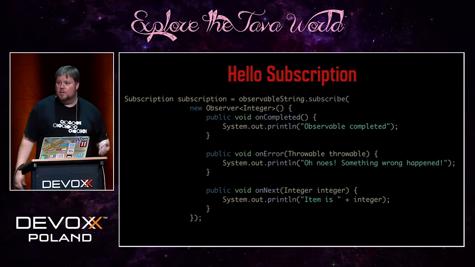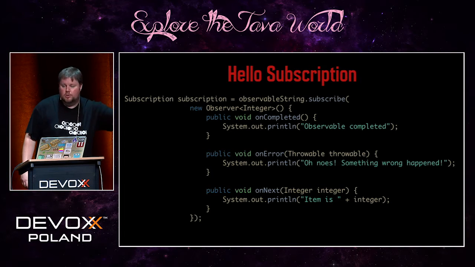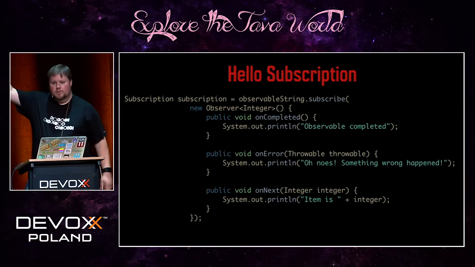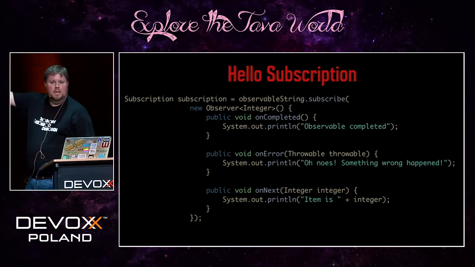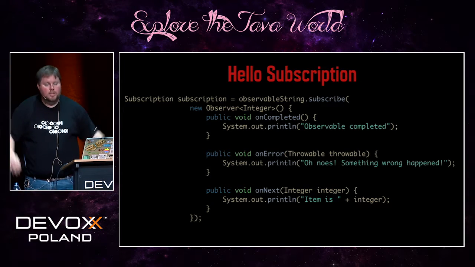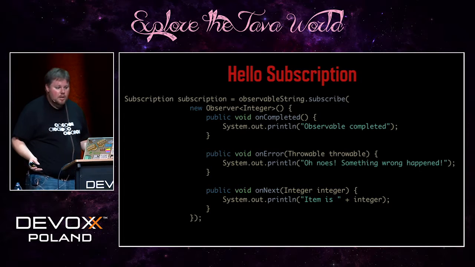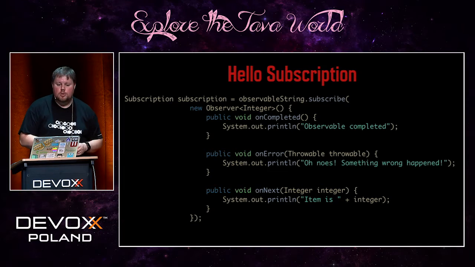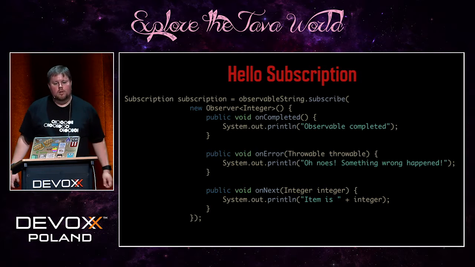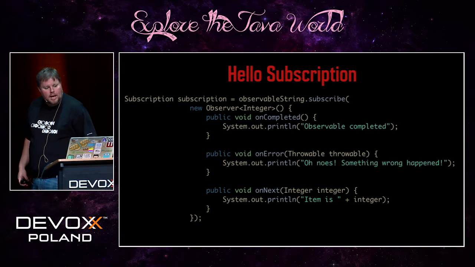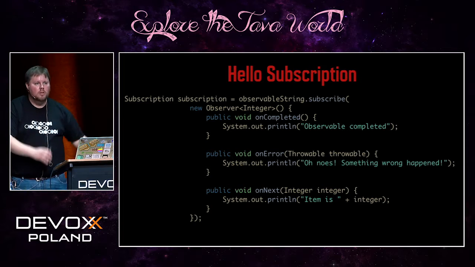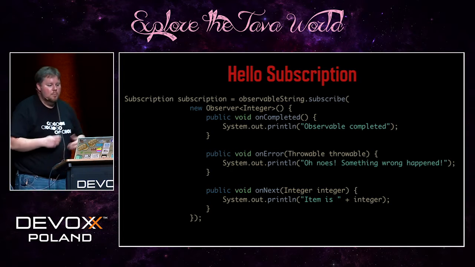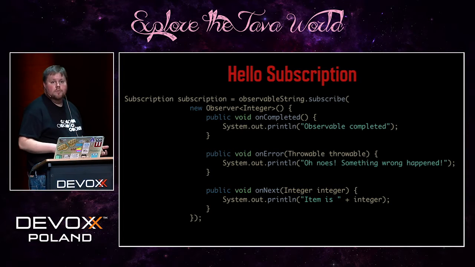We also need to handle what happens when completed is called. When we know that the thing we're observing is not going to emit any more state changes, then we need to decide what we're going to do with that event. And then there's one more event that gets added to the observer pattern, and that is onError. So when something goes wrong, the observable has the ability to pass a throwable indicating what occurred, and we can process that event as well.